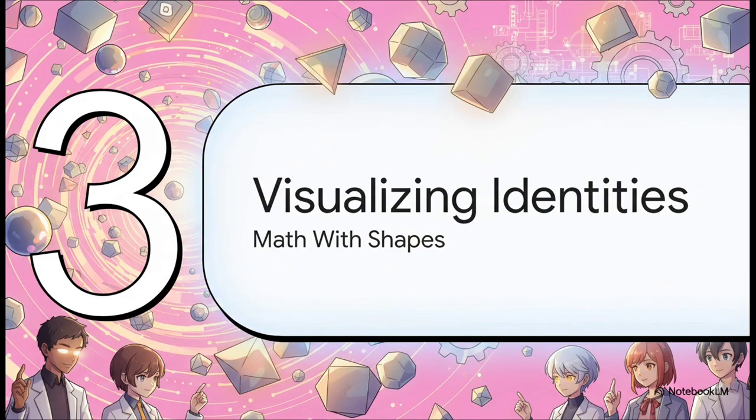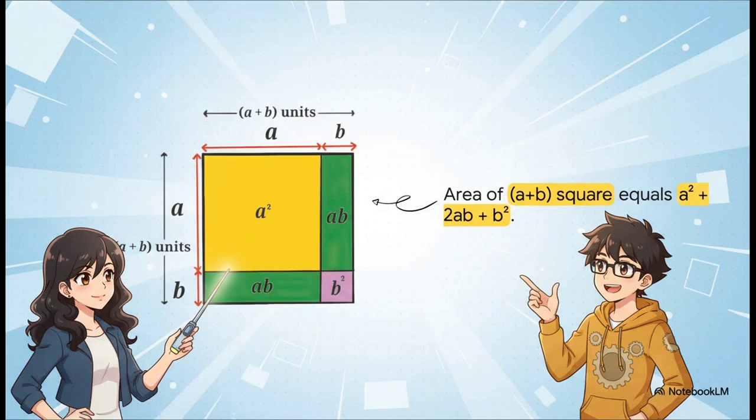Okay, Section 3, visualizing math with shapes. Let's move away from abstract letters for a second and look at why this actually works in the real physical world. This is where algebra turns into geometry, and it's so cool. Imagine a line segment of length A connected to a line segment of length B. If we build a physical square out of that new, longer A plus B side, the total area is going to be (A plus B) squared.